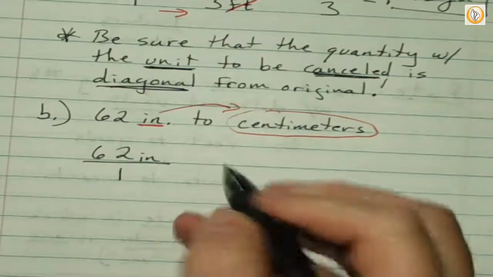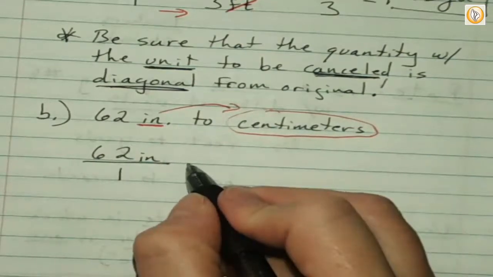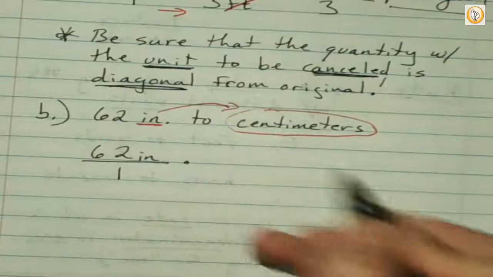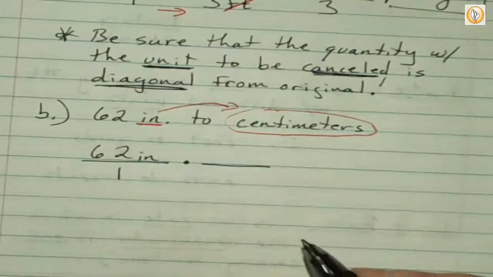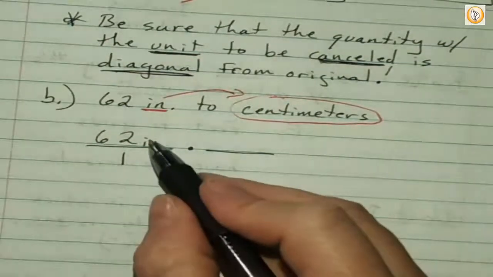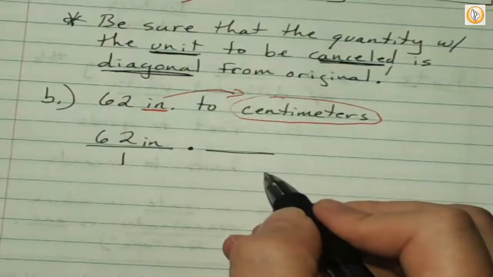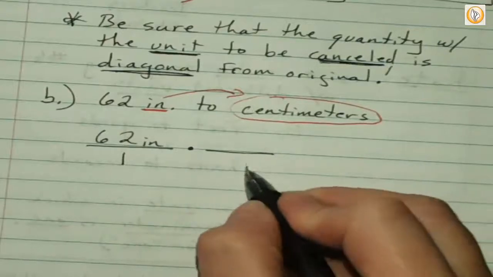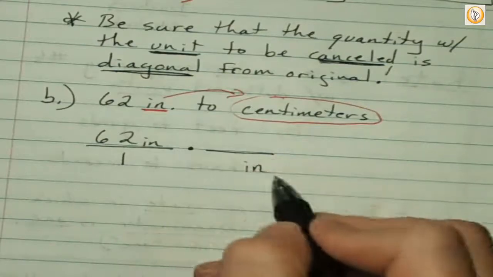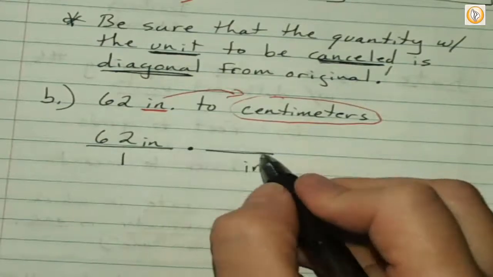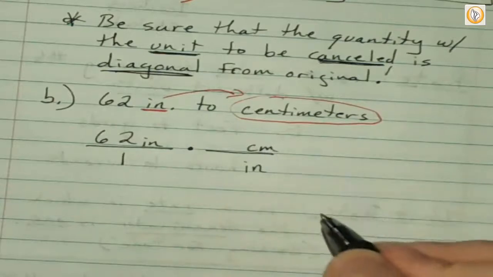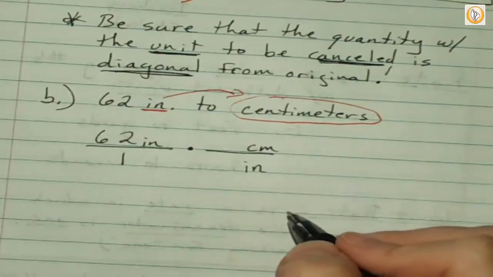1. Do I put an equal sign here or what? Anyone? Multiplication. Emily, if I'm wanting to cancel inches, do I put the other inches on top or bottom? That's right. Because we want it diagonal so we can cancel it. So centimeters will go on top.